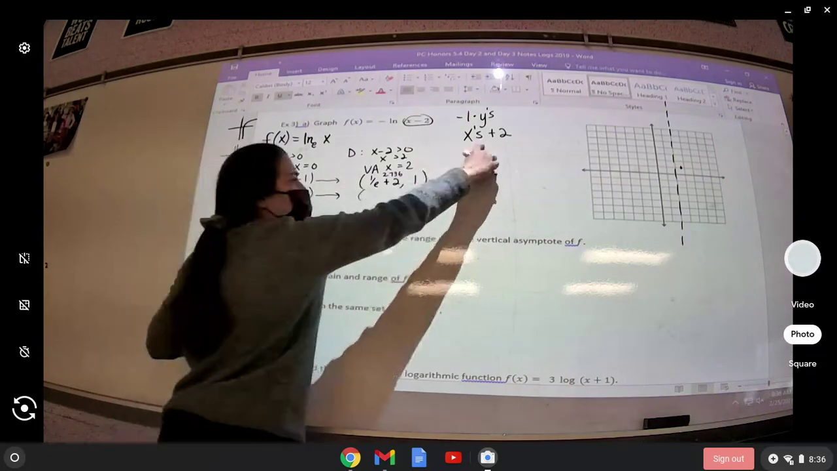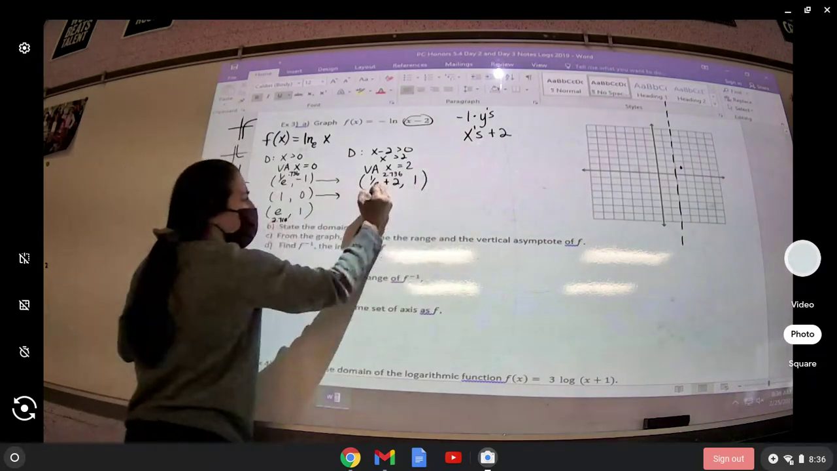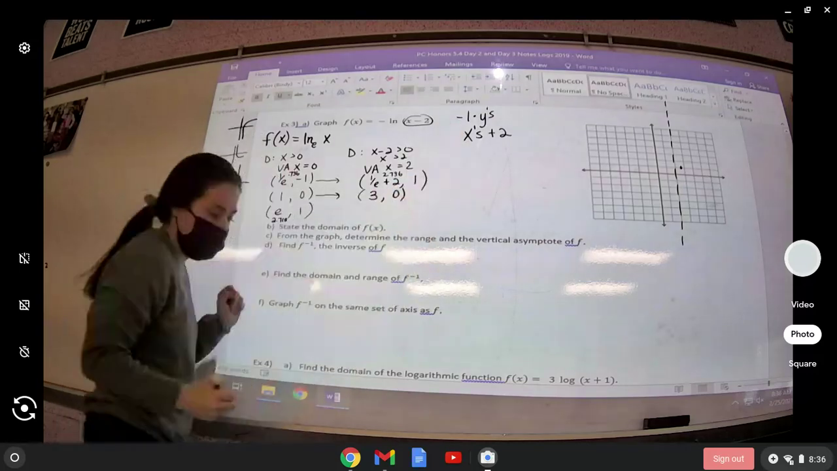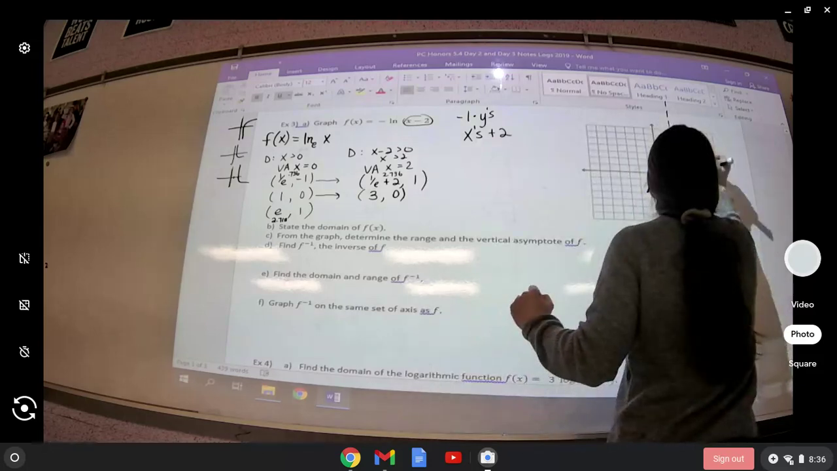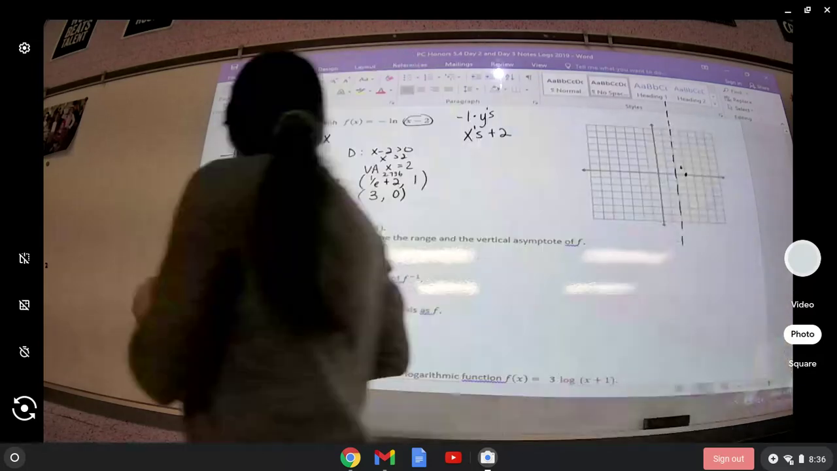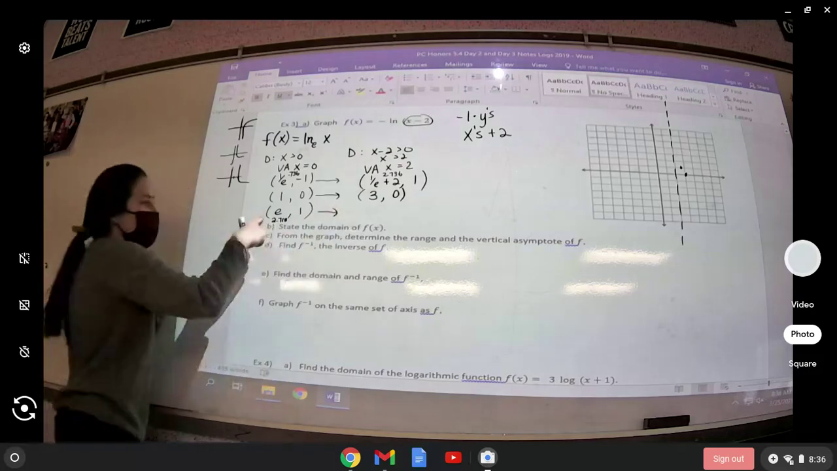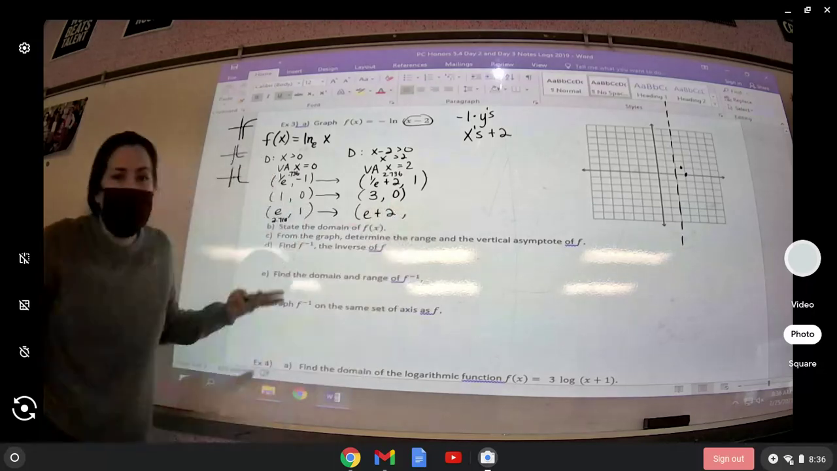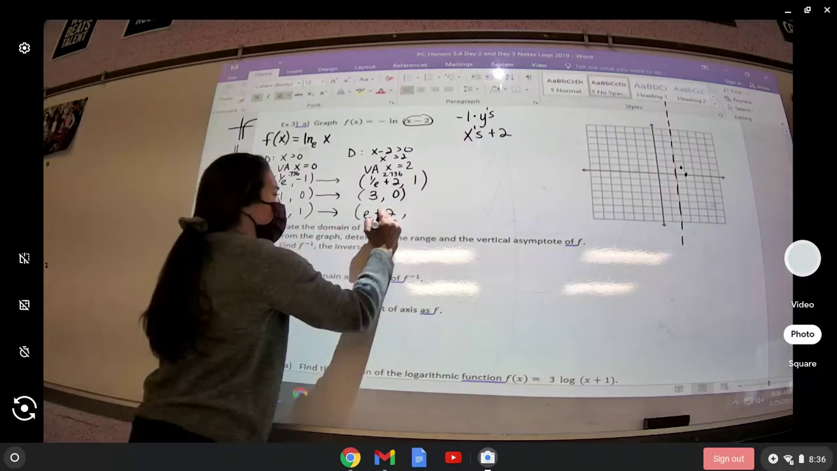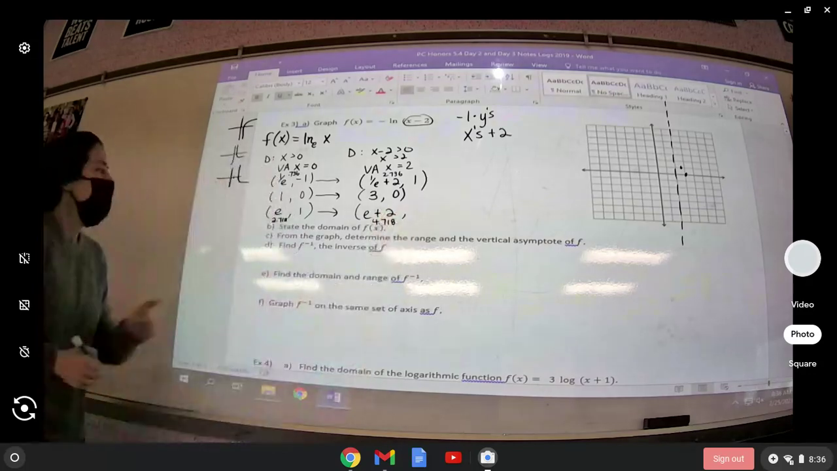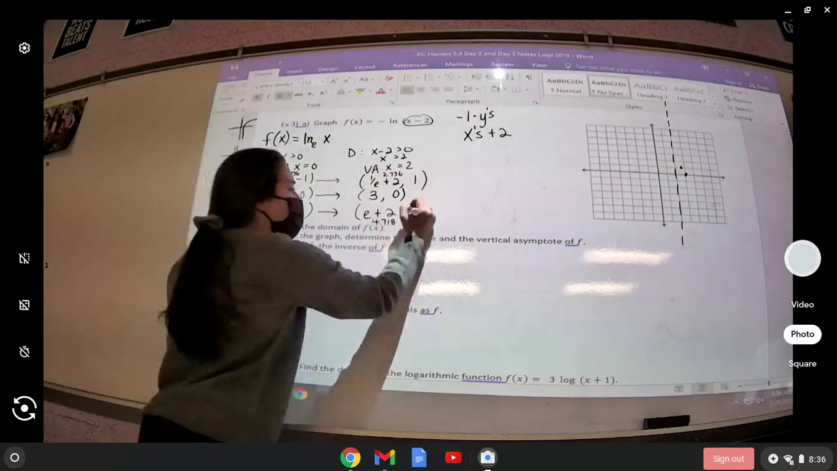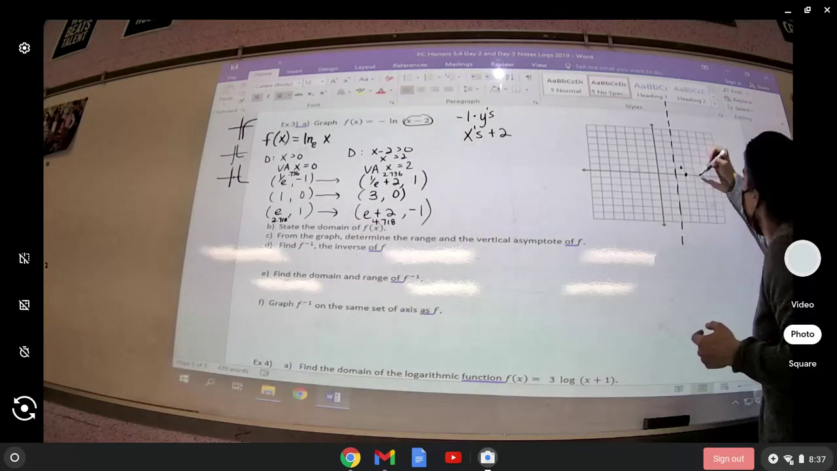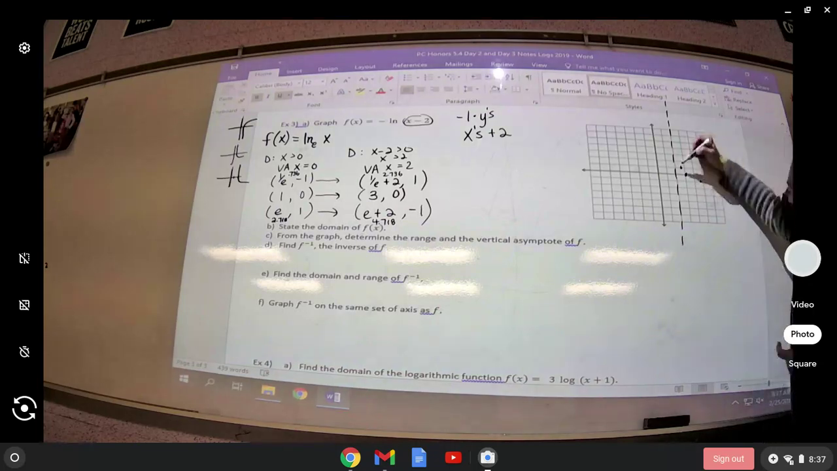All right, take this point. The x has to get shifted to the right 2, so 1 plus 2 is 3. The y-coordinate has to be times by -1, which will still be 0. So now 3, 0. And then this point, take e, shift it to the right 2. So now it's e plus 2, which is 2.718 plus 2, about 4.718. Take 1, times it by -1, and now that new y-coordinate is -1. So 4.718 and -1.